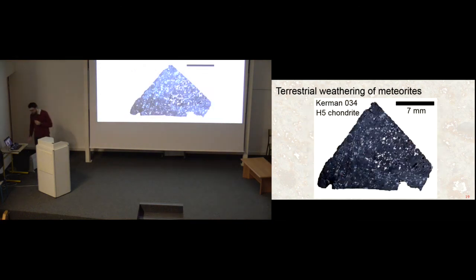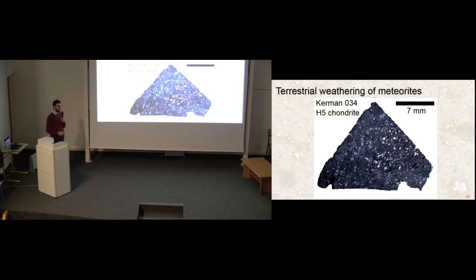So this picture is showing another meteorite from the Lut Desert, but it's in a microscopic scale. So here you see that the inner part of a meteorite is showing these white dots, which are pure iron. And when we go outside of the section, it's been weathered, and it's because of the weathering. But why are the meteorites weathered in the Lut Desert? Because in general, they are very old meteorites.